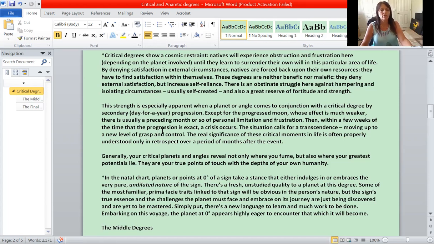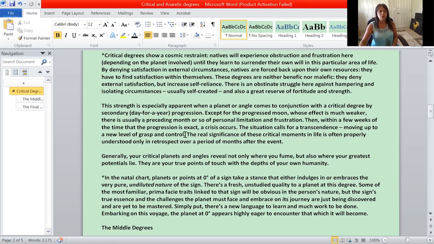There's usually a preceding month or so of personal limitation and frustration. Then within a few weeks of the time that progression is exact, the crisis occurs. So say your sun is moving into that, say 13 degrees Aries, or 26 Aries, whatever. As it gets closer to that exact, this is what we can look at, right? In those few weeks right before that progression is exact, and then the crisis, the situation calls for transcendence, moving up to a new level of grasp and control.